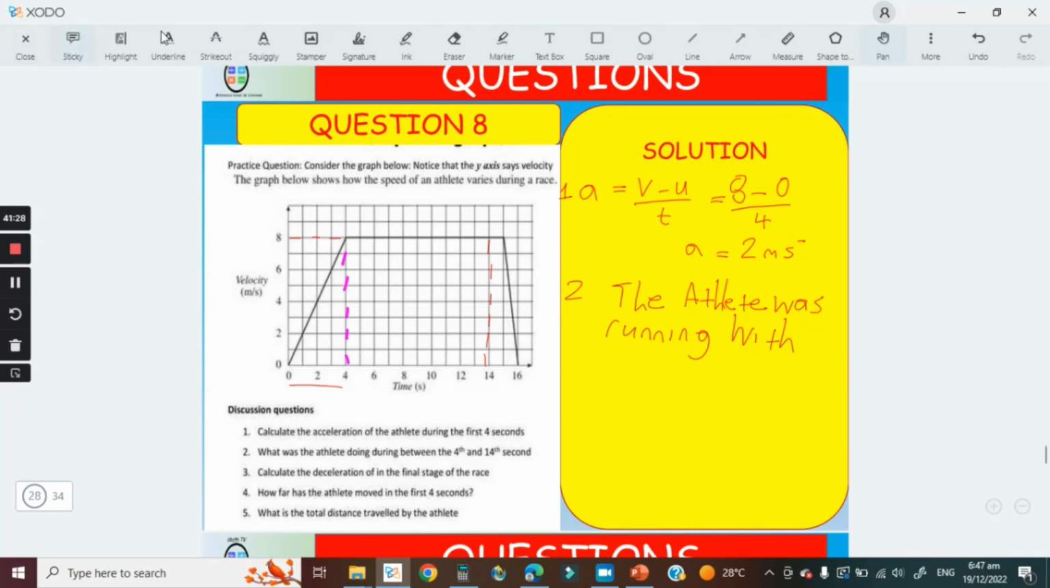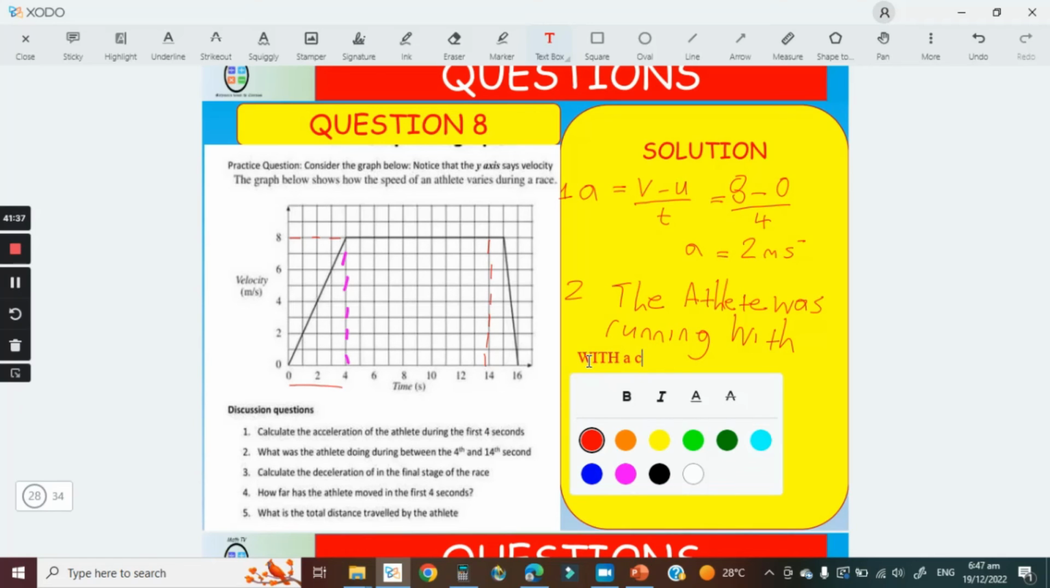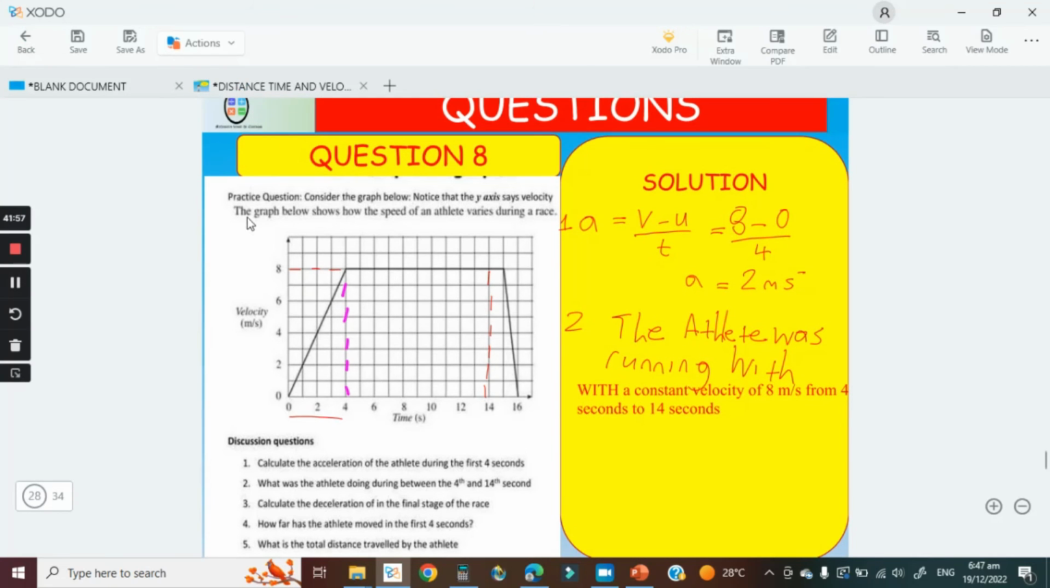Since this is giving me so much problem, I'm just going to type it. The athlete was running with a constant velocity of 8 meters per second from 4 seconds to 14 seconds. That was what the athlete was doing. The athlete was running at a constant velocity.